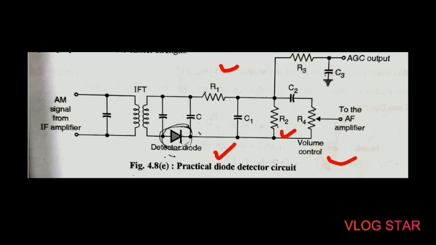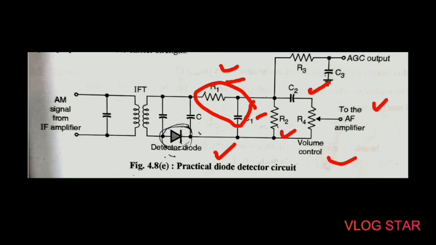Here R1 and C1 form a low pass filter, which is used to remove the RF ripple that is still present in the detector output. The capacitor C2 is a coupling capacitor, which prevents the diode DC output from reaching the volume control R4. This goes to the RF amplifier.